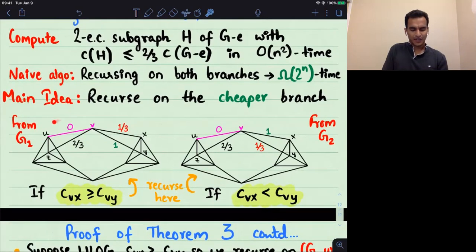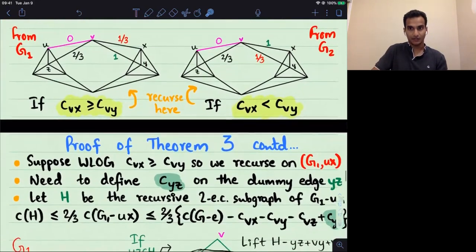Recall that the convex combinations that were produced from the left and right subinstances are shown here. If we were to be greedy in making a decision, then it is easy to see that if Vx is the more expensive edge, then we should recurse on G1 because Vy is overrepresented in that convex combination. Similarly, if Vx is the cheaper edge, then we should recurse on G2 because Vx is overrepresented in the convex combination obtained from G2. That's our algorithm.